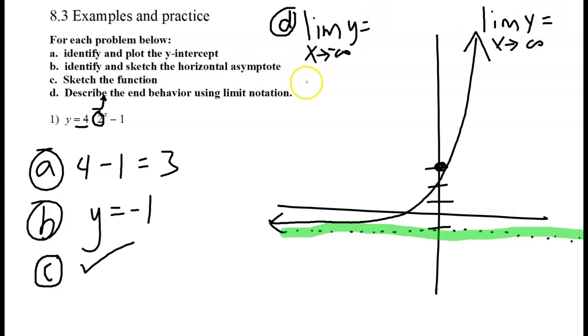So what's happening on the left side of my graph? Well, it's getting flat, but not against 0 this time. What's it getting flat against? It's getting flat against -1. And what's happening on the right side of my graph? We've got an infinity here. So let's go ahead and put infinity there. So that's example number 1, parts A, B, C, and D.